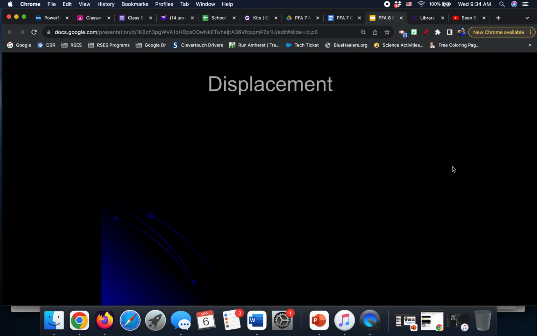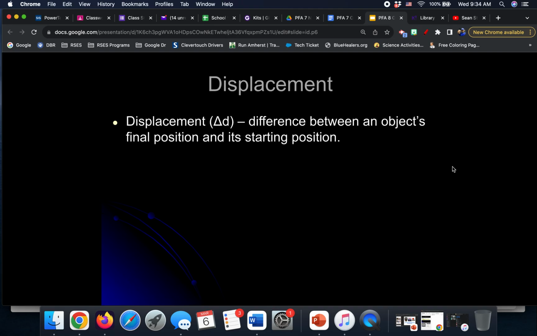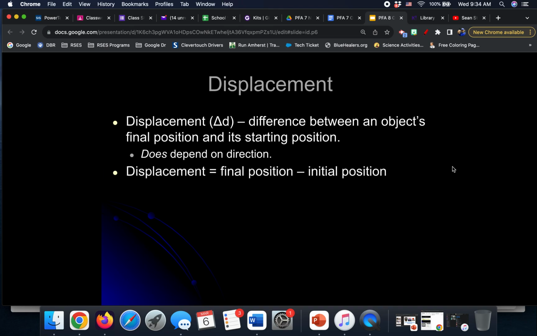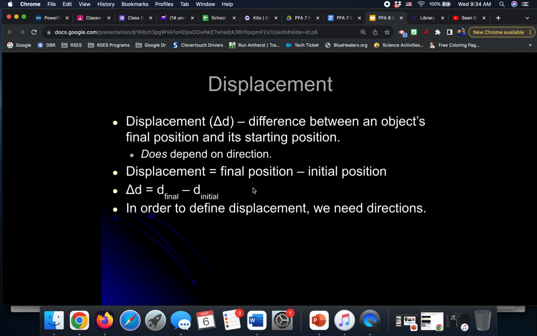All right, now the other big term of today is displacement. Displacement is the difference between where an object ends as compared to where they started. So the direction does matter now. It 100% does depend on direction because displacement is your final position, where you end up, minus your initial position, where you started. Fancy formula: delta, that triangle, means change. The change in displacement is the final distance minus the initial distance.